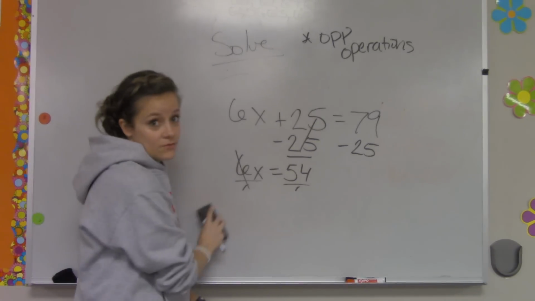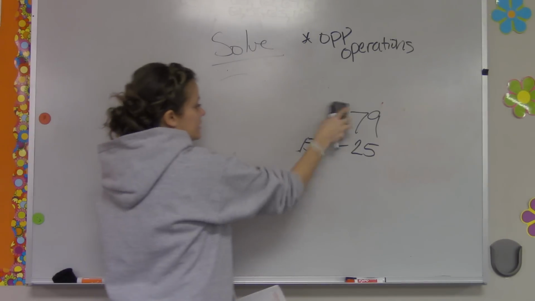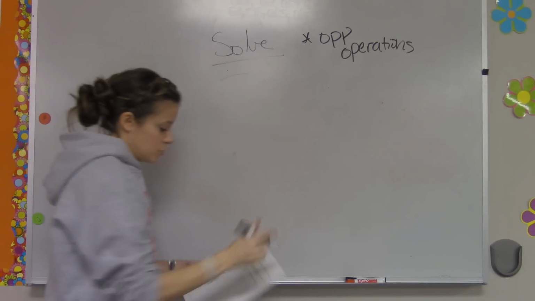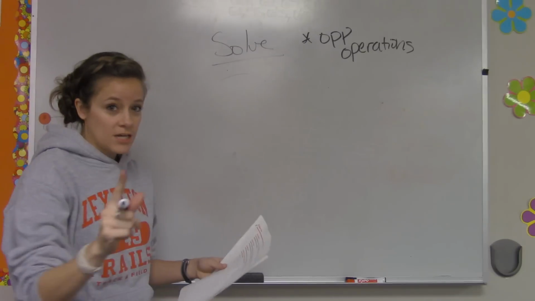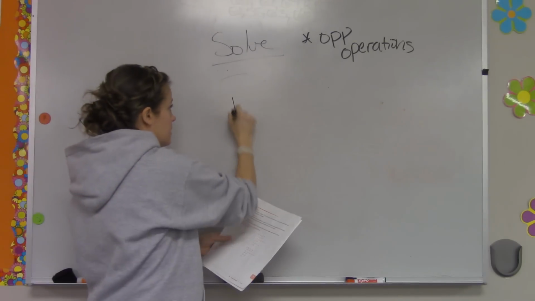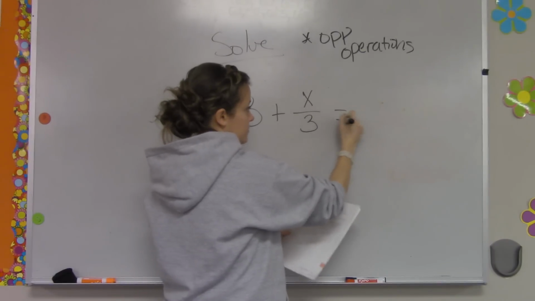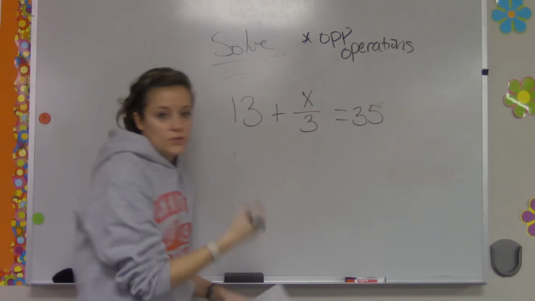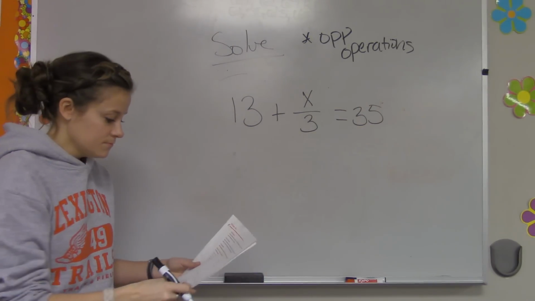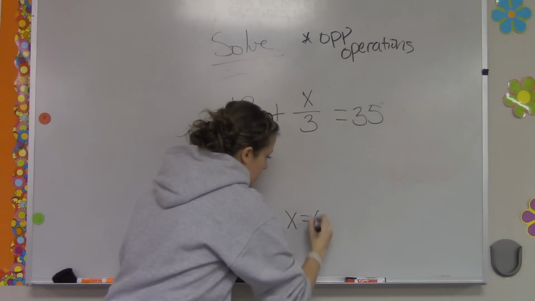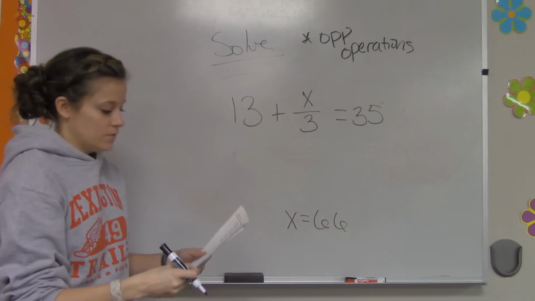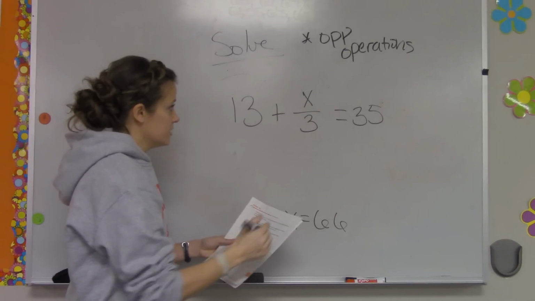All right, I'm going to give you one more example to try on your own, and then we're going to talk about one more little topic that has to do with this. So 13 plus x over 3 equals 35. You can pause and try this on your own. Okay, if you got x equals 66, you can move on. If you did not, you can keep watching.